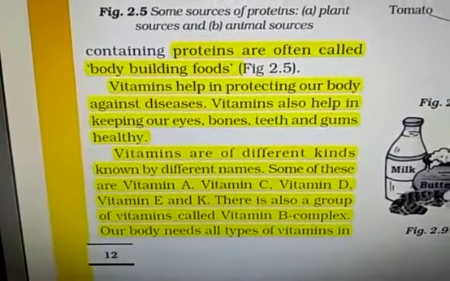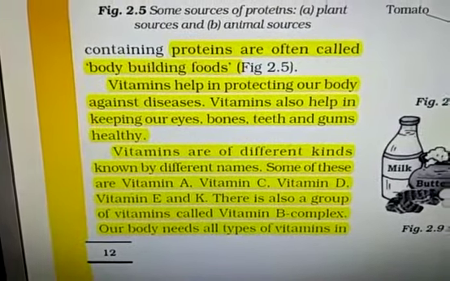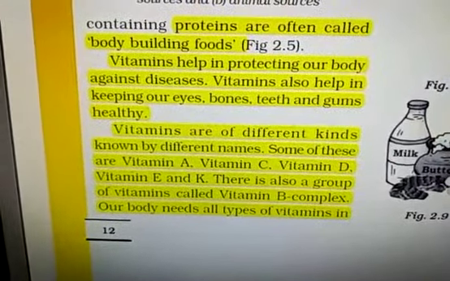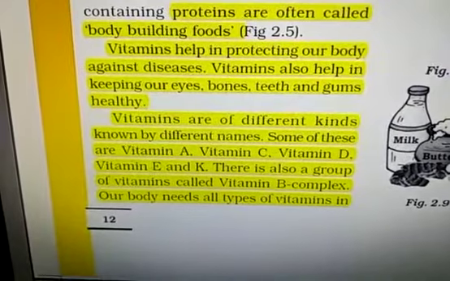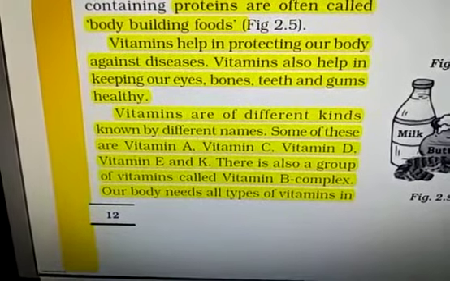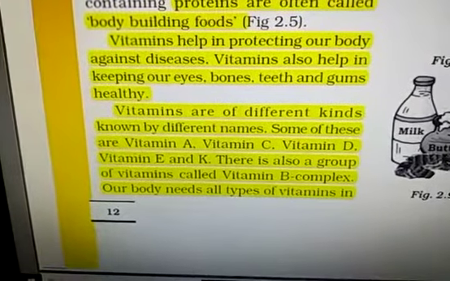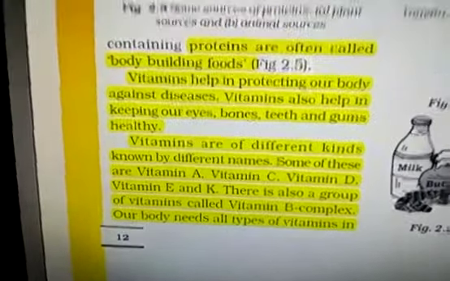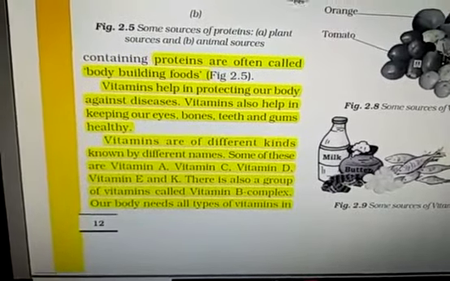Now vitamins help in protecting our body against disease. Vitamins also help in keeping our eyes, bones, teeth and gums healthy. Vitamins are of different kinds, right? We give them different names. We know them with their different names. Some of these are vitamin A, vitamin C, vitamin D, vitamin E, vitamin K. Vitamin B is actually a group of several vitamins which have almost the same type of structure, properties, etc. That's why this is known as vitamin B complex. So our vitamins are A, B complex, C, D, E and K.